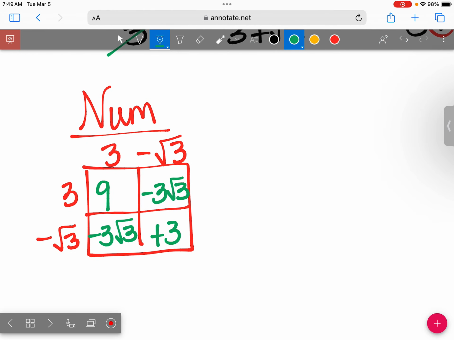It would be positive, because 2 negatives make a positive. Thank you so much. You are right. Alrighty, so let's go ahead and combine our like terms. So we have these 2. They're like terms. And then these 2 are like terms.